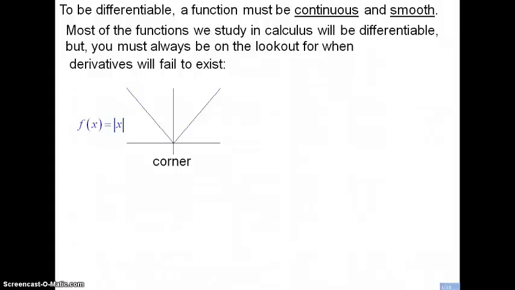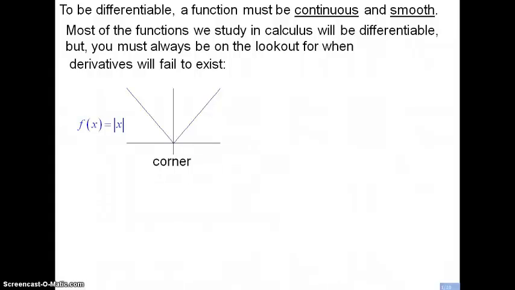To be differentiable, a function must be continuous and smooth. Most of the functions that we have studied in calculus are differentiable, but we always need to be on the lookout for when derivatives will fail to exist, because sometimes your calculator will lie to you. This is one function, this absolute value function, that I've used as an example a lot for where a function is continuous but not differentiable everywhere.